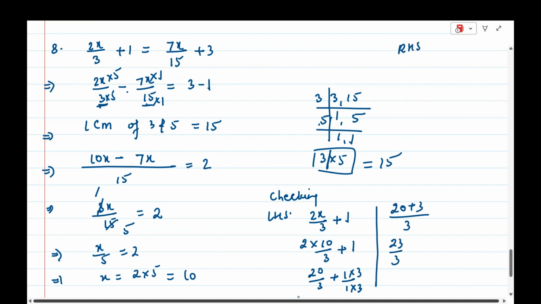I'll do it here at the top. 7x upon 15 plus 3, substituting the value. Here I can do the cutting with 5. 5 2s are 10, 5 3s are 15. So 7 2s are 14 by 3 plus 3.